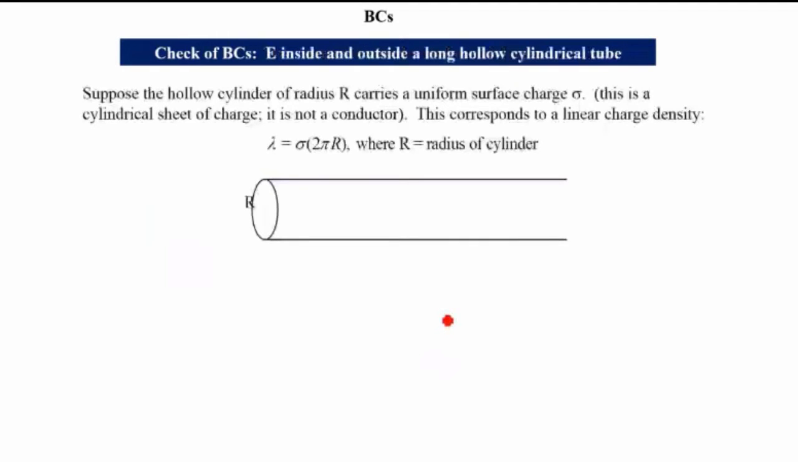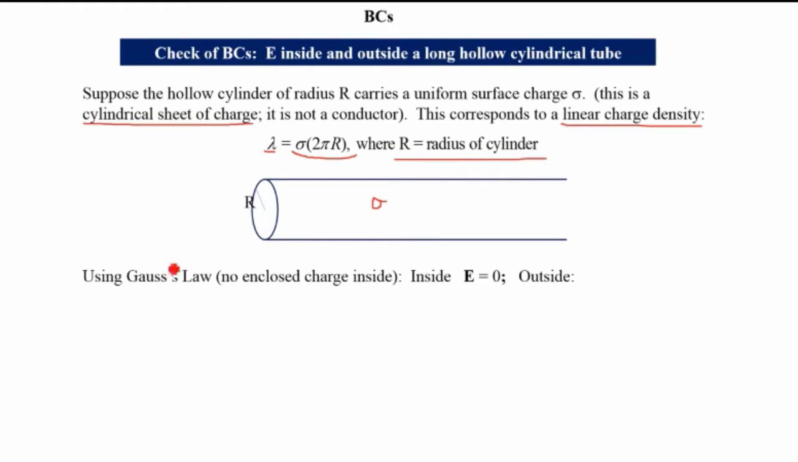Well, let's take a look at a little bit different geometry. Suppose we have a hollow cylindrical tube. It can carry a surface charge density sigma, and it's going to be uniform. Now just to remind you, this is not a conductor. This is a sheet of charge. This corresponds to a linear charge density, which we can define as lambda, equal to the charge density times 2 pi R, which gives you the charge per unit length on this cylinder. And R, of course, is the radius.